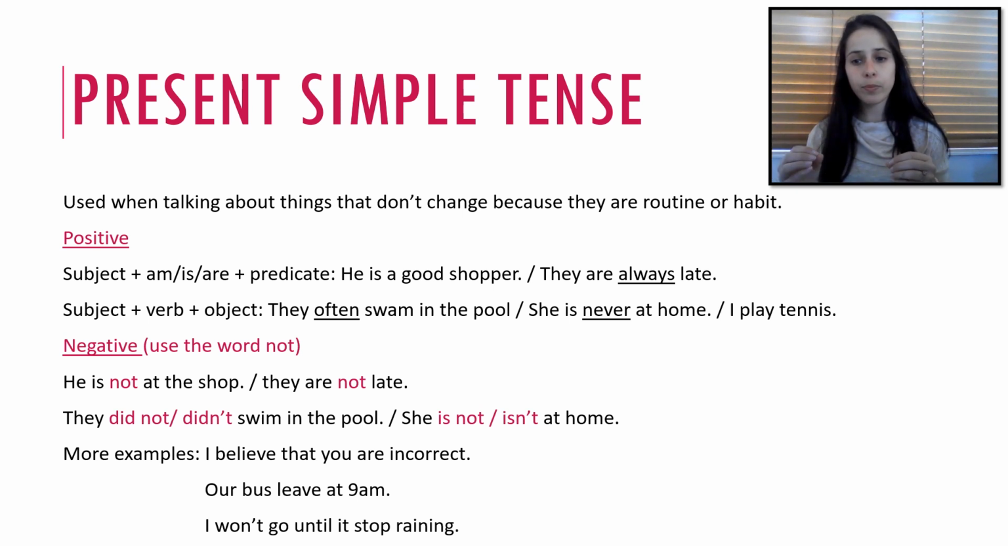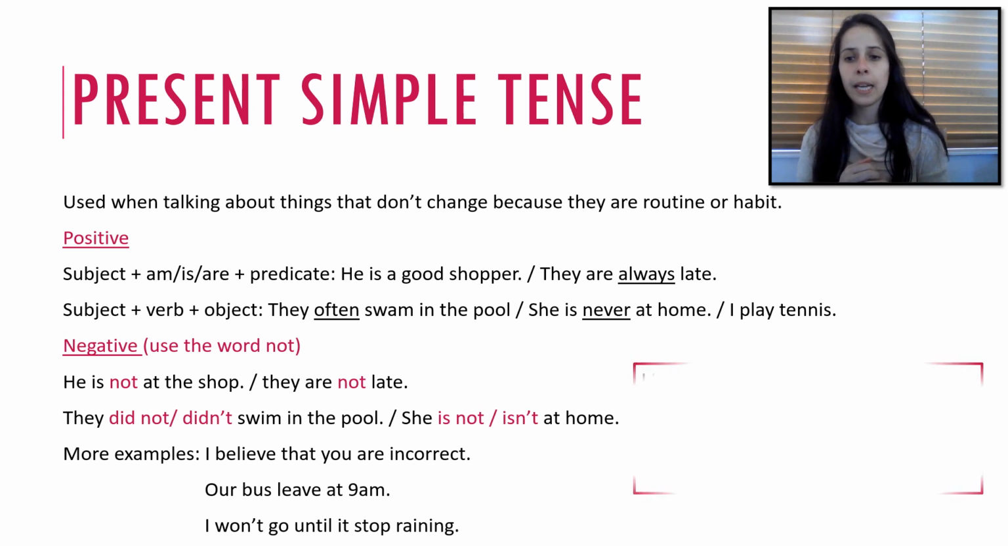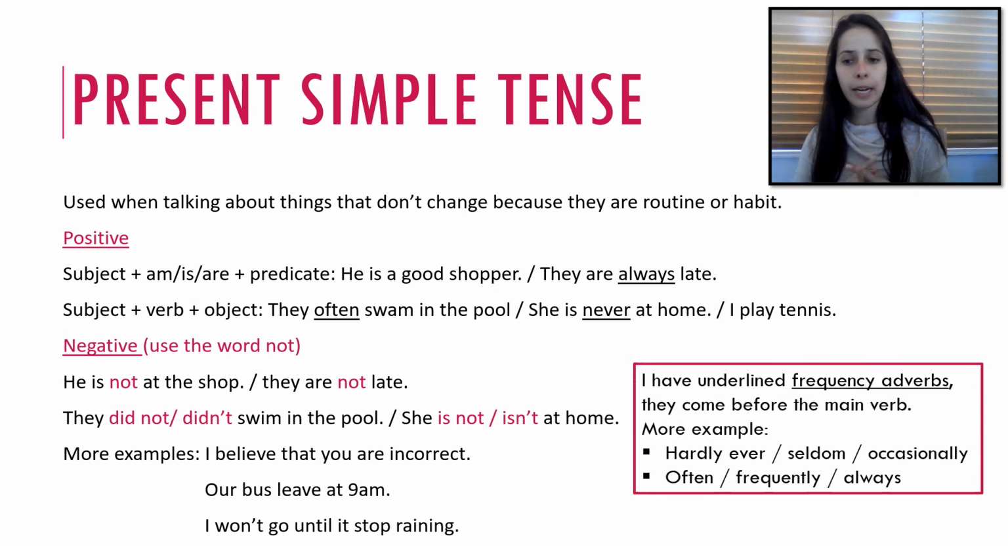I've attached some frequency adverbs for you, so have a look at the block that's going to pop up. I've underlined frequency adverbs. We did a lesson on different types of adverbs. We did adverbs of time, place, frequency. So here are some more examples, and they come before the main verb when I'm looking at present simple tense.